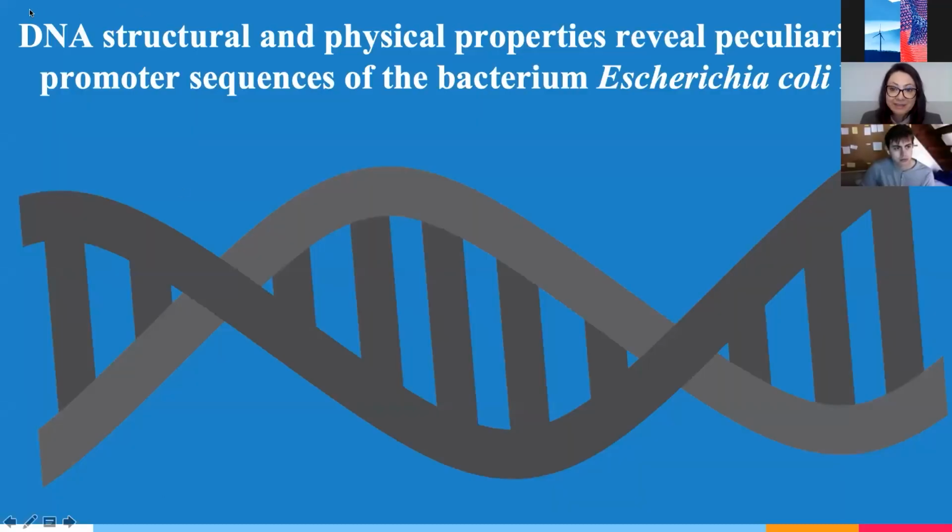So taking this into account, okay, the sequence of the promoter is very important. We have this knowledge, but the polymerase is not using just this knowledge when it binds to the DNA. So what are the structure and physical properties of the promoter sequences in bacteria, taking Escherichia coli as an example? So Gustavo, please.